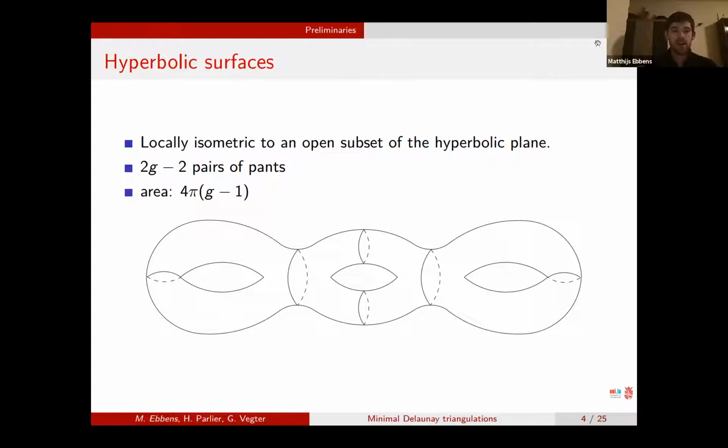And because the hyperbolic surface is locally isometric to the hyperbolic plane, this means that the Gaussian curvature is constant -1. And by the Gauss-Bonnet theorem, that means that its area is given by 4 pi times G minus 1. So it's only dependent on the genus and not on the metric.